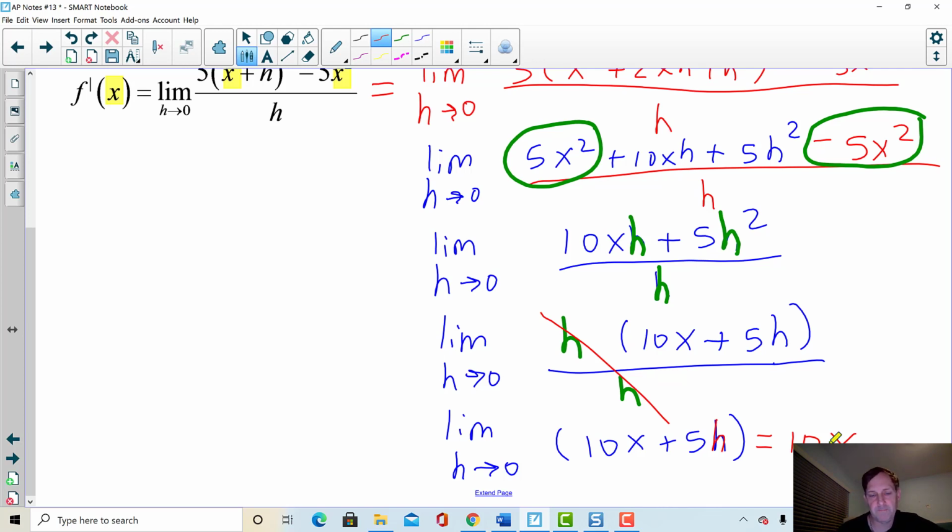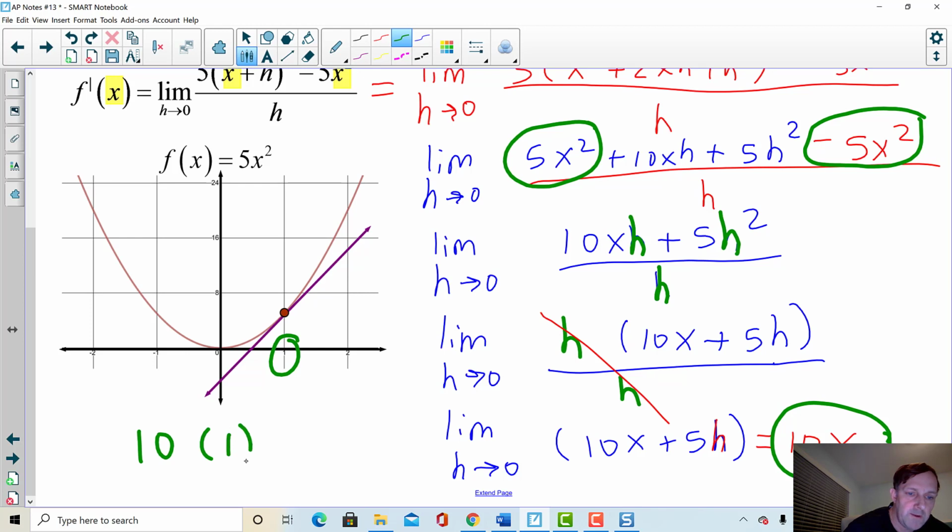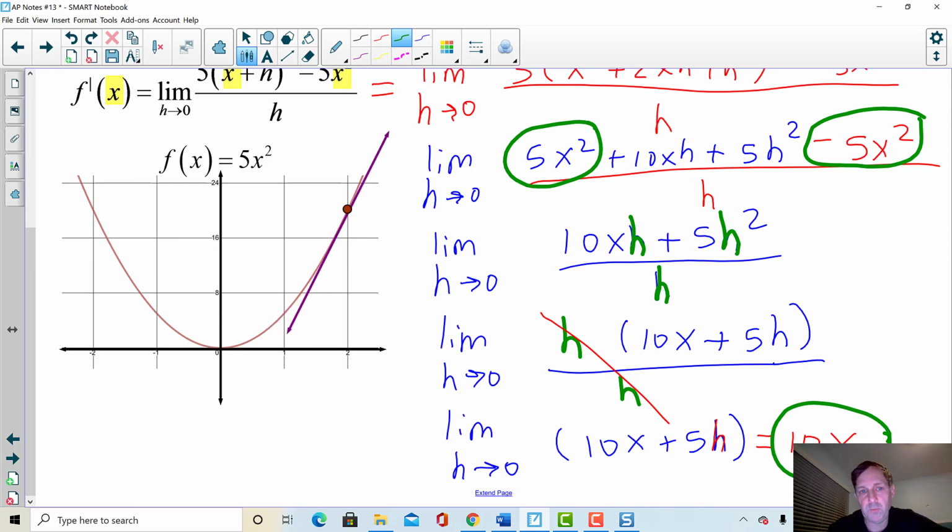What is the meaning of this? Well, what it means is that 10x is the slope of the tangent line for any value of x. So if we let x equal 1, you can plug in a 1, you would get 10 times 1, which is 10. And that will be the slope of the tangent line when x is 1. Or you could let x equal 2. And the slope of the tangent line at that spot would be 10 times 2. So it tells you the slope of the tangent line for any value of x.